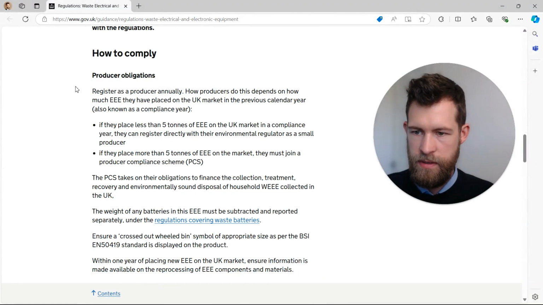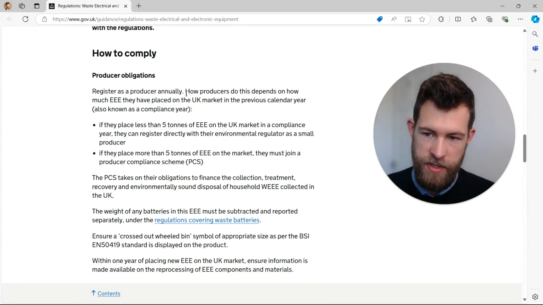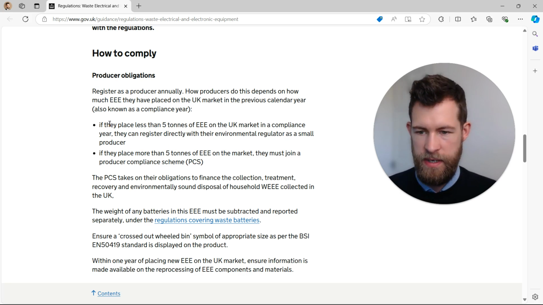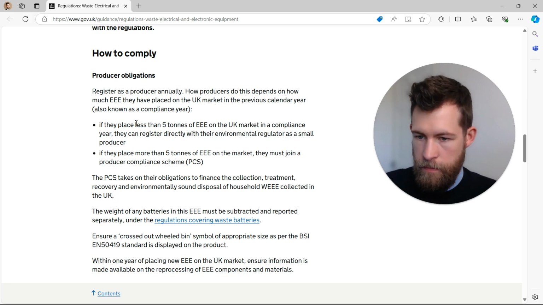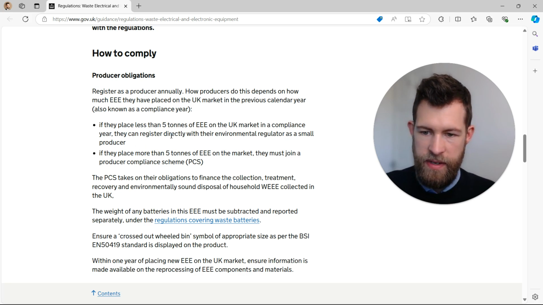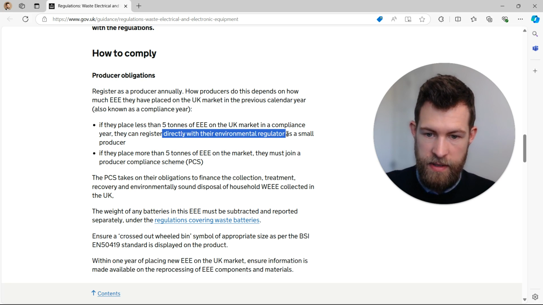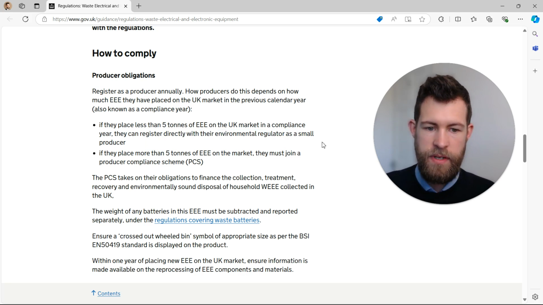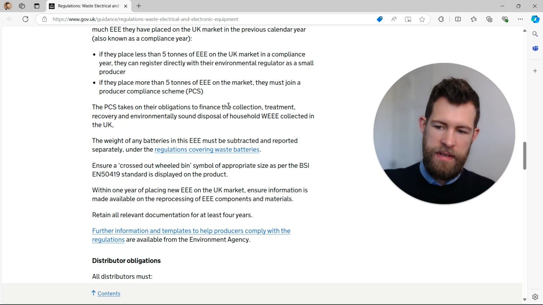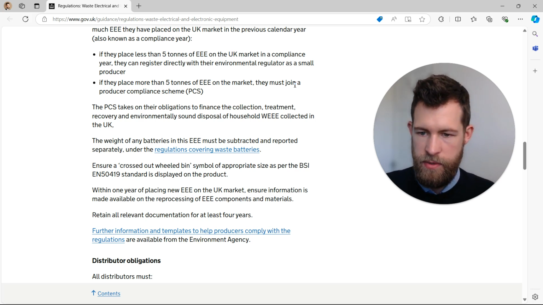What are they requiring? They require that producers register as producers annually, and they need to register with a PCS scheme. So there are various nuances in here. If the producer is producing or placing less than 5 tons of EEE on the UK market in a single year, they can register directly with the environmental regulator as a small producer. It's going to cost you less. Otherwise, you're going to need to register with a producer compliance scheme. And there are lists of who those are, and they can be found on this website as well.